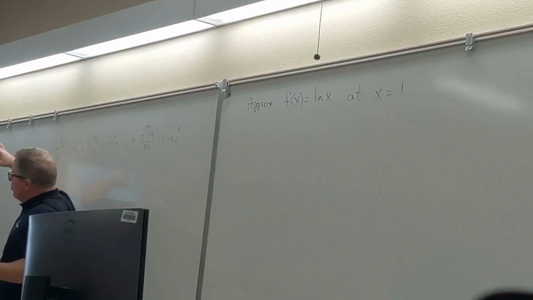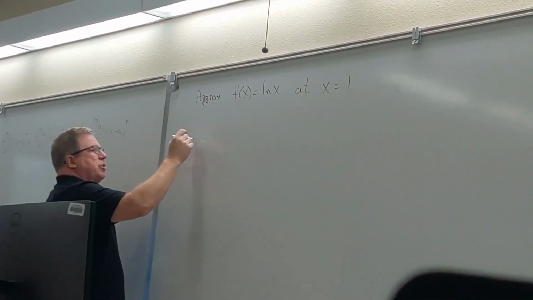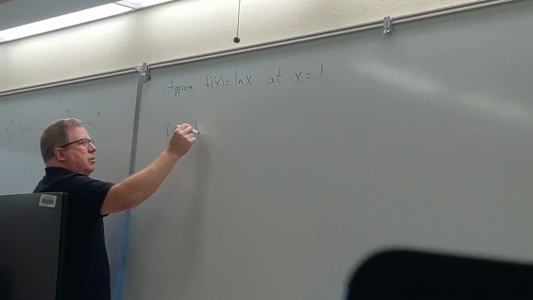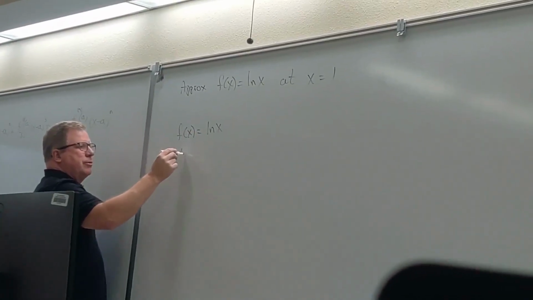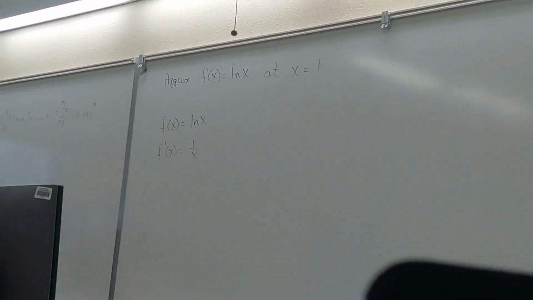So let's first start out with a linear. We're only going to go up to the 1 power. That would be quadratic to the second. So we're going to do a P1 of x. Write the original function here, and then find its derivative. The derivative of natural log is 1 over x.